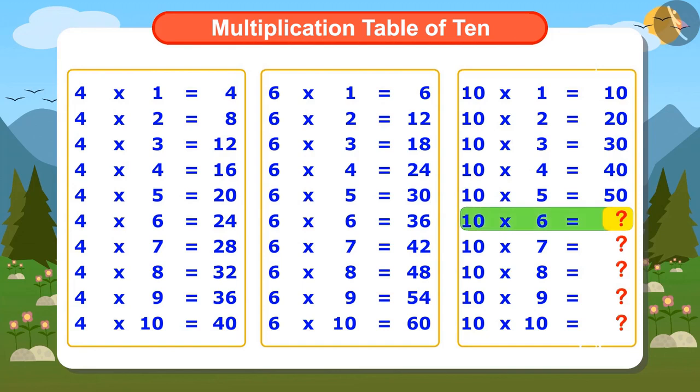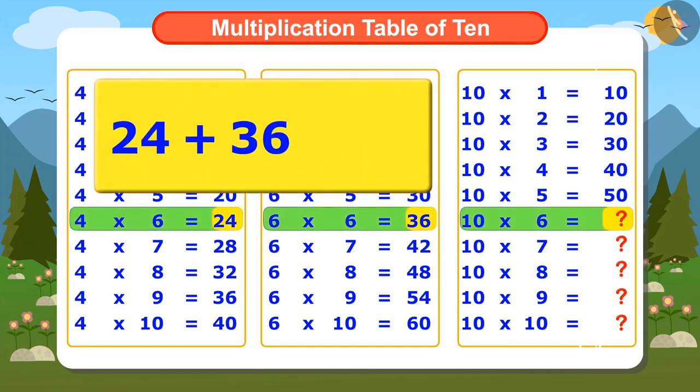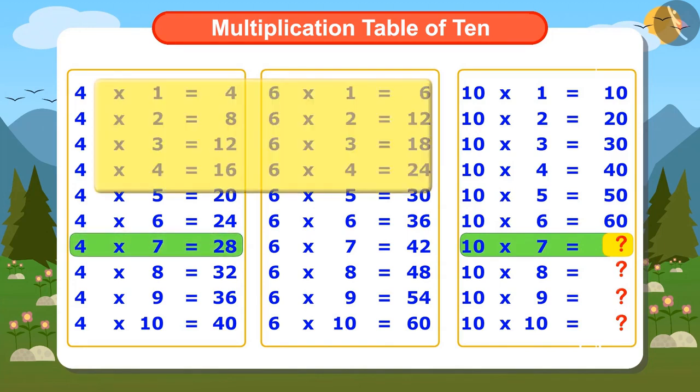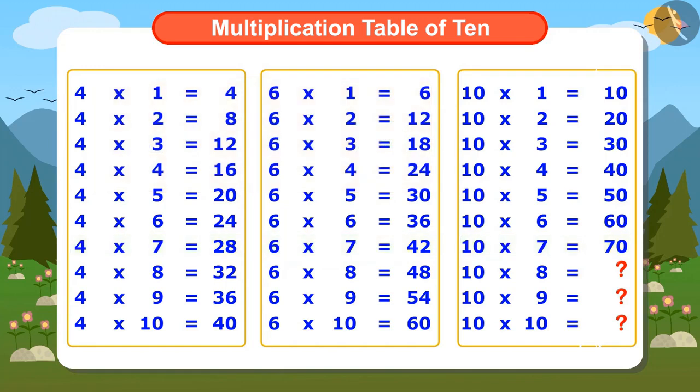Now to find the sixth number of the multiplication table of 10, I will add 24 and 36. The answer is 60. It means 6 times 10 is 60. To find the seventh number of the multiplication table of 10, we will add the seventh number of the multiplication table of 4, that is 28, and the seventh number of the multiplication table of 6, that is 42. The answer is 70. It means 7 times 10 is 70. Now only 3 numbers are left.